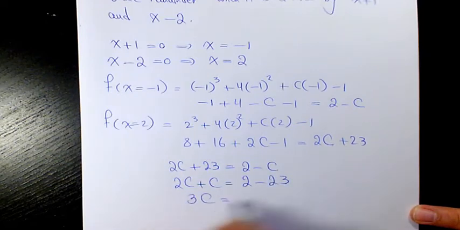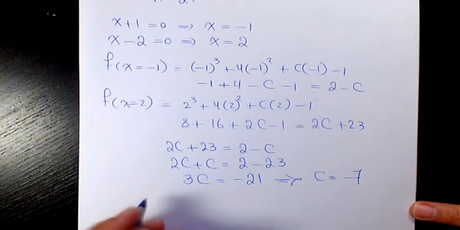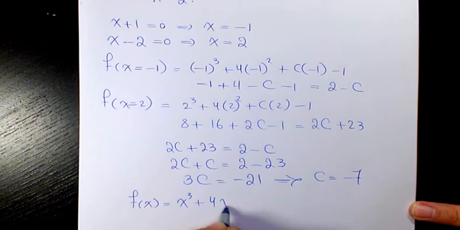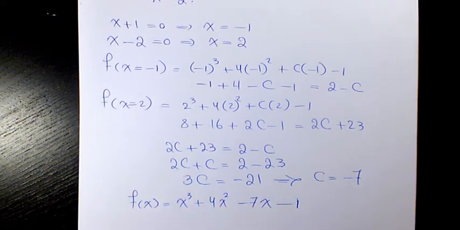So 3c becomes equal to 2 minus 23, which is negative 21. So c will be negative 7. Then you can write the polynomial x cubed plus 4x squared minus 7x minus 1. So that's going to be the function.